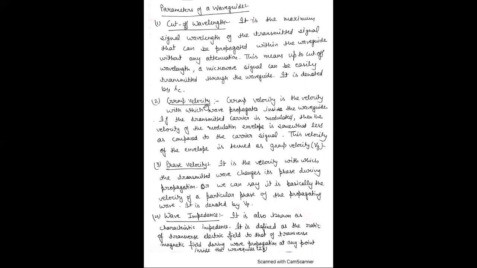Now second is group velocity. Group velocity means, from the name it is clear, group means velocity of the envelope. Means group velocity is the velocity with which the wave propagates inside the waveguides. If the transmitted carrier wave is modulated, then the velocity of the modulation envelope is somewhat less as compared to the carrier signal. This velocity of the envelope is known as group velocity. It is represented by Vg.